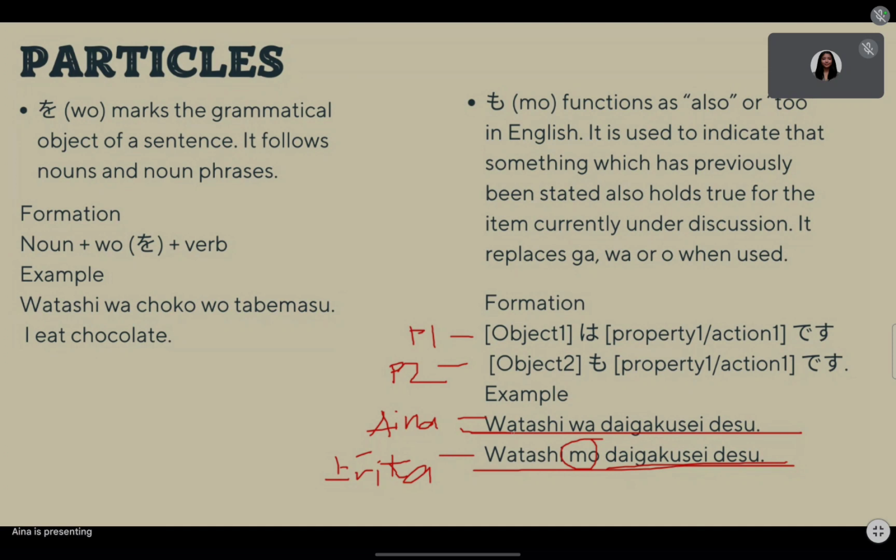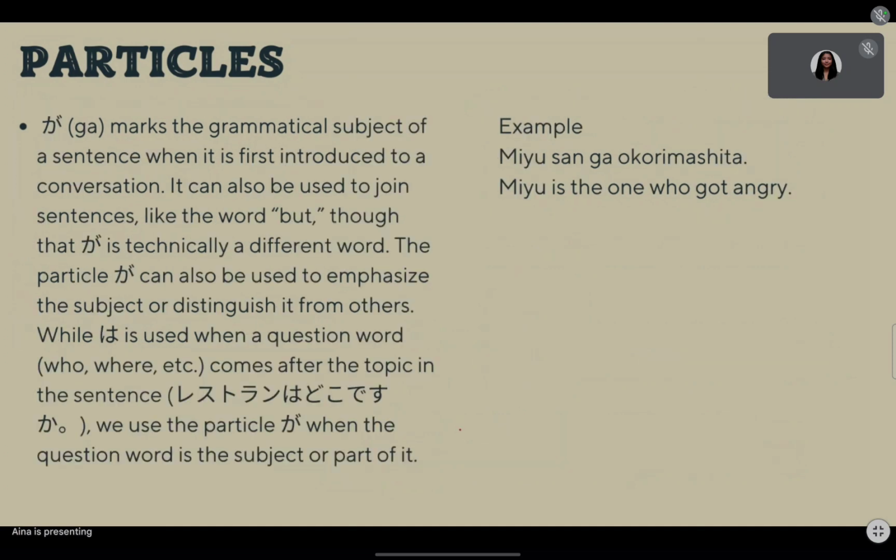Okay. So next we have the particle ga. So ga marks the grammatical subject of a sentence when it is first introduced to a conversation. So it can also be used to join sentences like the word but, though the ga is technically a different word. So the particle ga can also be used to emphasize a subject or distinguish it from others. So for example here, Miyu-san ga okorimashita. Miyu-san is the one who got angry.